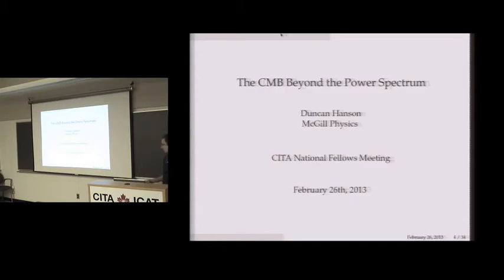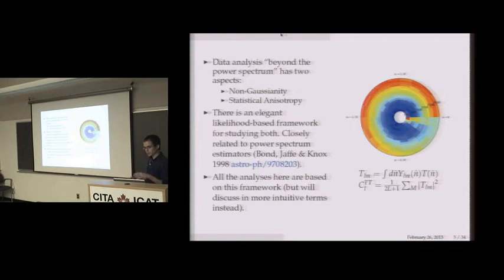Okay, so what I'm going to talk about is what you can learn apart from just the power spectrum. Because in fact, when we observe the CMB, we make a map. And the power spectrum is a kind of radical compression of all of the information in that map down to that one line.